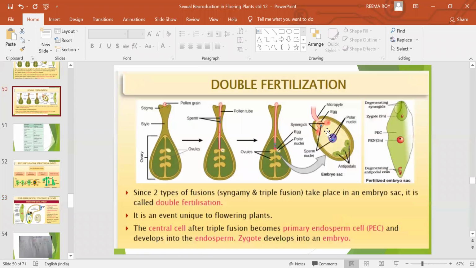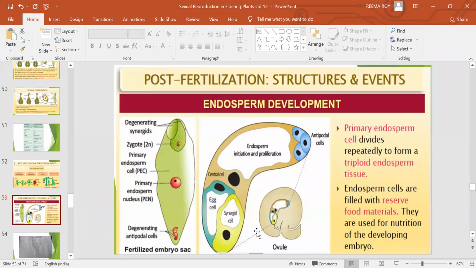Developing embryo के लिए एंडोस्पर्म है वो बीच में है, ठीक है. वो PEN, PEC उसके बाद एंडोस्पर्म होता है, वो बड़ा बड़ा होते जा रहा है. वो क्यों बड़ा हो रहा है? It reserves food materials. Why? To nourish the embryo, developing embryo. Zygote से भी embryo बनेगा, उसको food चाहिए ना, तो it will reserve food for the embryo.